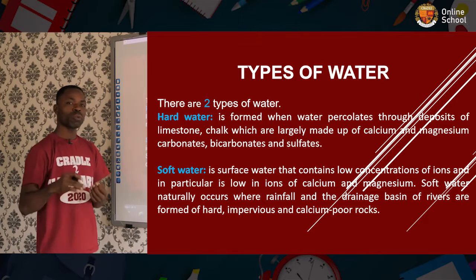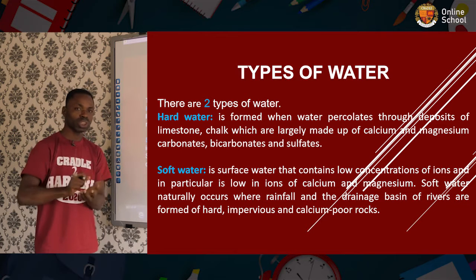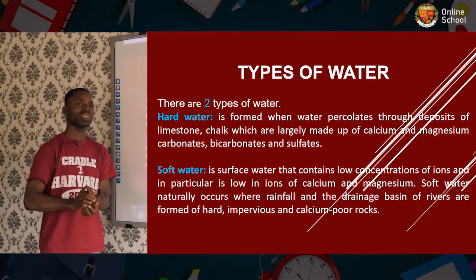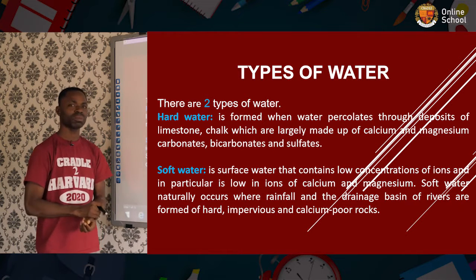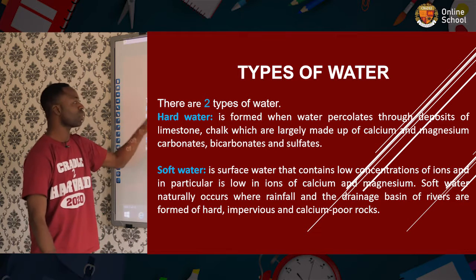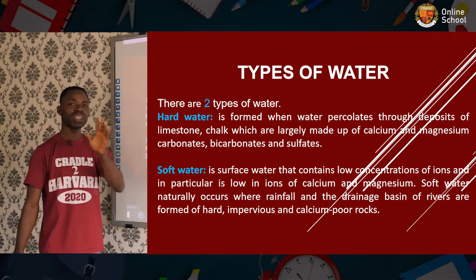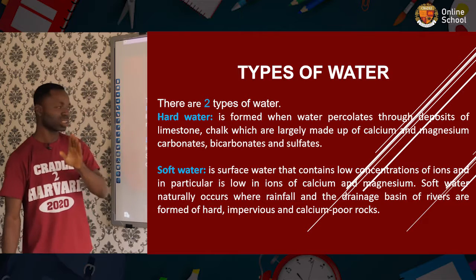No wonder when you use soap to wash your clothes, if it is hard water, the water does not foam. What happens? It does not foam. It is because of the presence of calcium ion or magnesium ion in this water. That is why it does not foam.